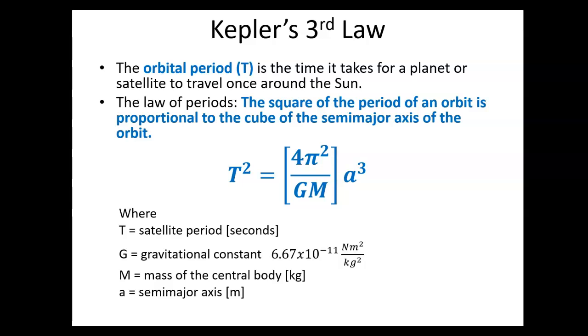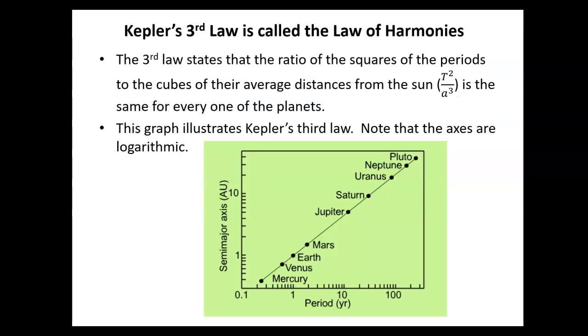Notice that all of the quantity contained in the brackets is constant: 4 pi squared divided by the universal gravitational constant and divided by the big M, which is the mass of the central body, the mass of the body that the satellite is going around. Okay? And so the square of the period is proportional to the cube of the semi-major axis. This third law is sometimes called the law of harmonies.